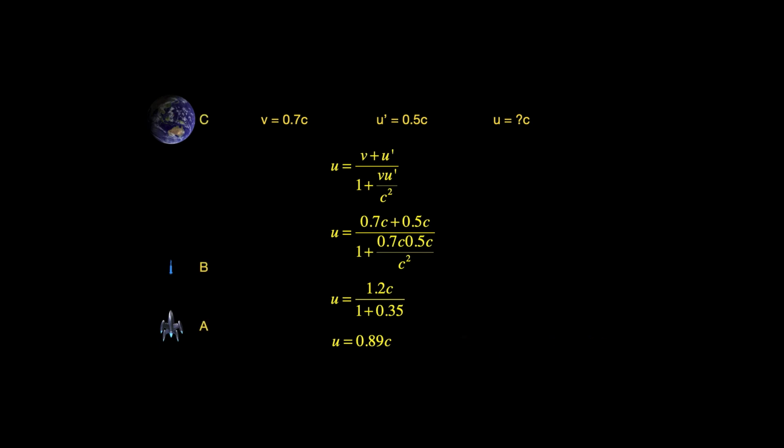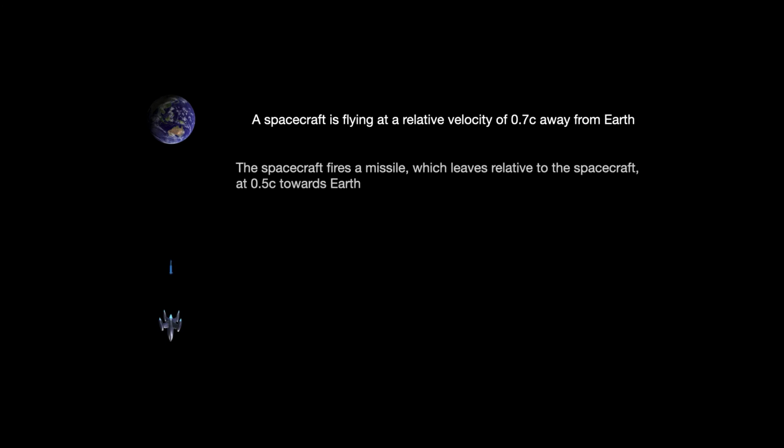Let's have a look at another situation here. This time the spacecraft is being a bit gutless. He's running away from the Earth and firing the missile back toward the Earth. So he's still got a relative velocity, this time away from the Earth, of 0.7c. This time he's firing the missile relative to the spacecraft at 0.5c toward the Earth. That's in the opposite direction. What will be the speed of the missile that the Earth would observe?